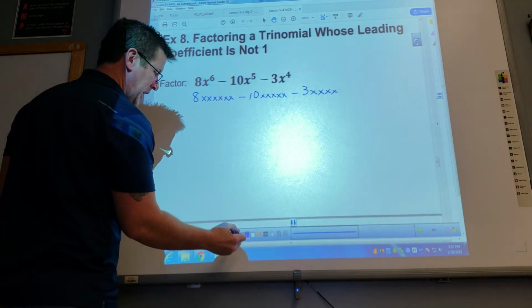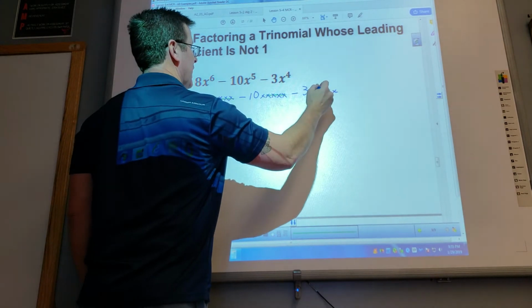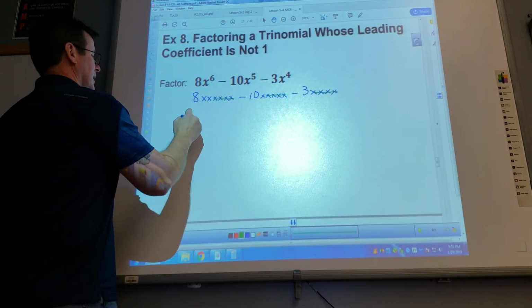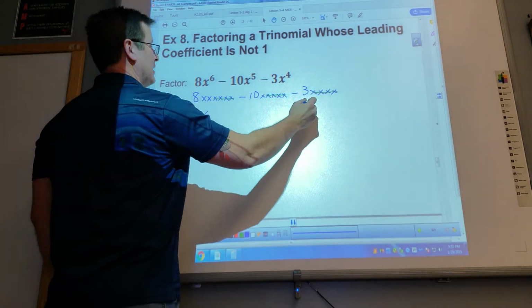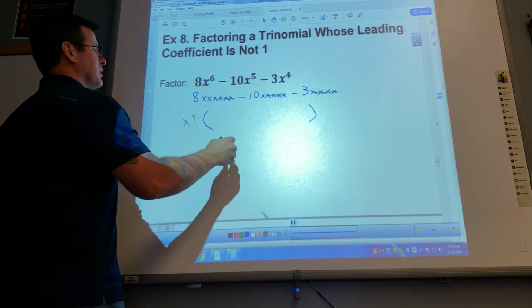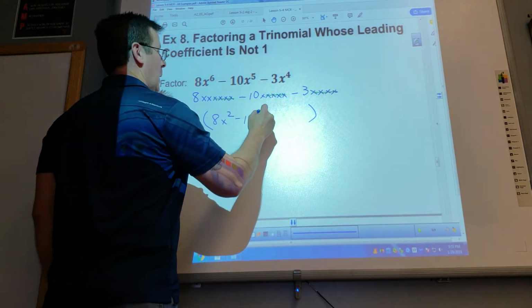Do they have any numbers and or letters in common? They've got 4 of each. So when you factor out the 4 x's, guess what? That's x to the 4th. What's left over on the inside? Since there's 3 terms, that's 8x squared minus 10x minus 3.